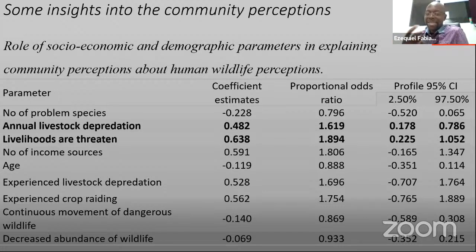Now, for us, this is really important because from a conservation and management perspective, it tells us that we do need to take into account not just what communities experience in terms of direct loss of resources, but also their perceptions, because that is shaping behavior. So basically, if they feel threatened, we also have to engage in that dimension.